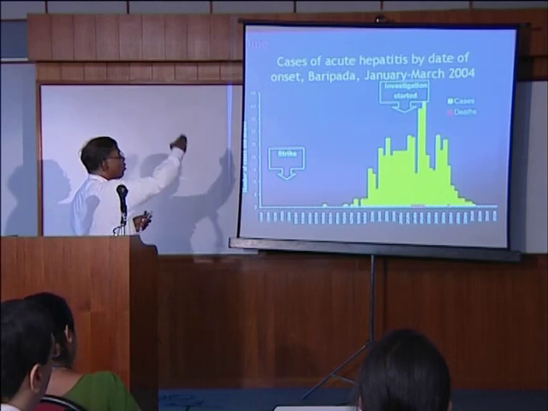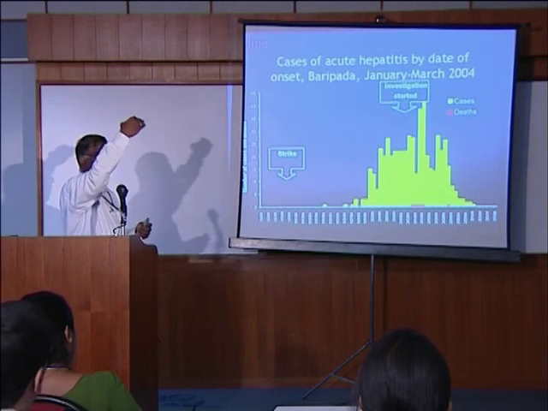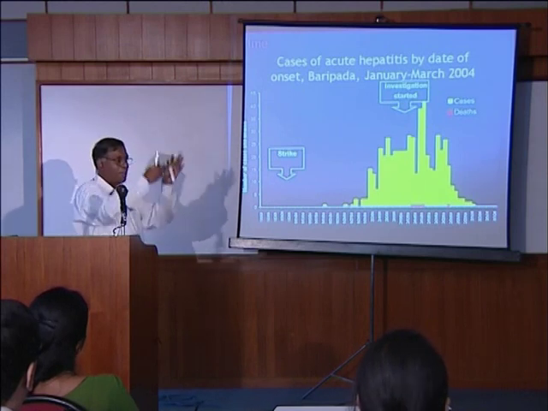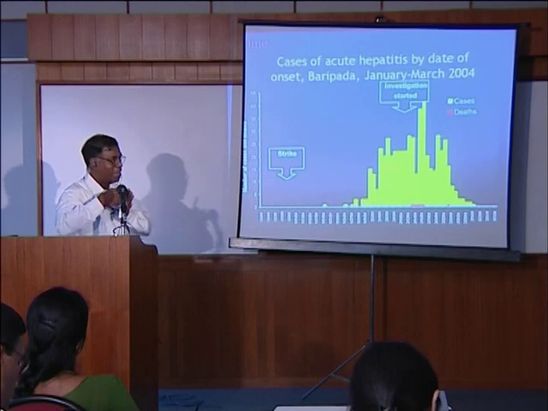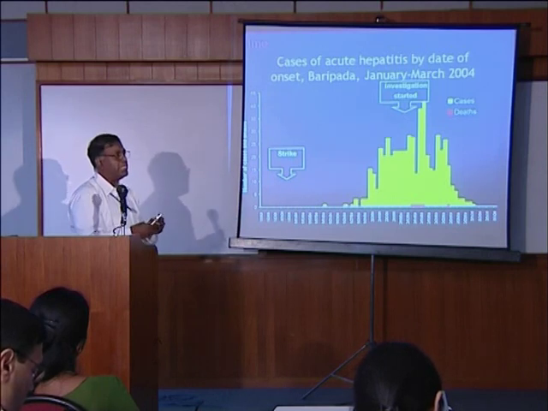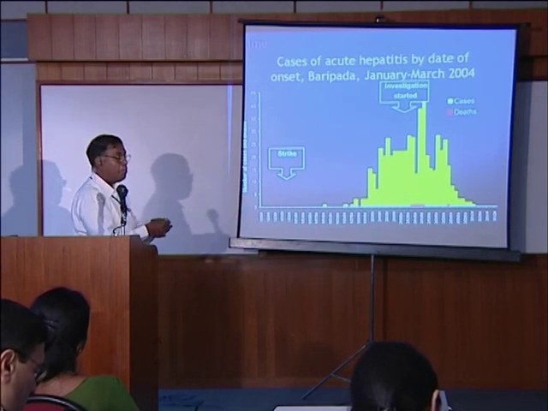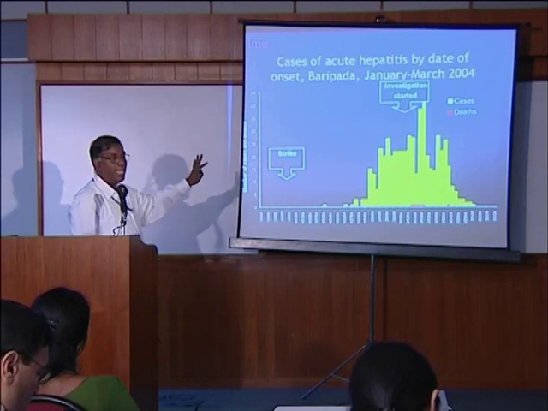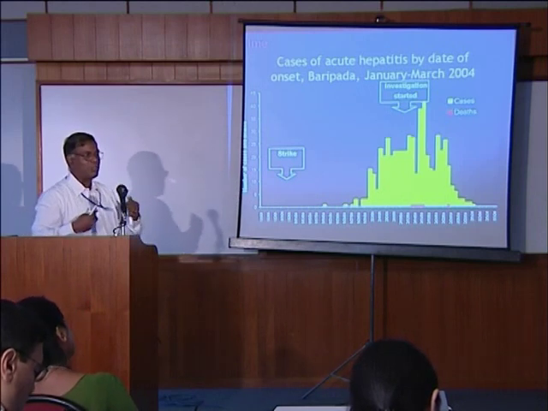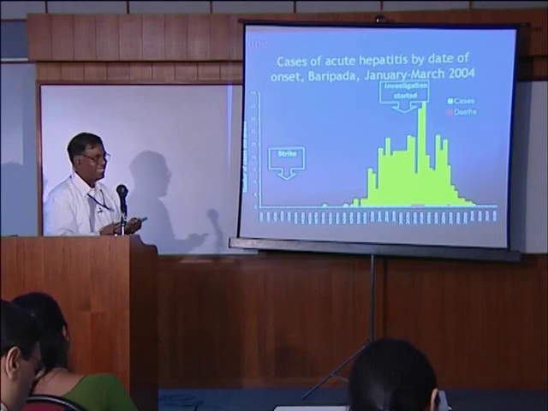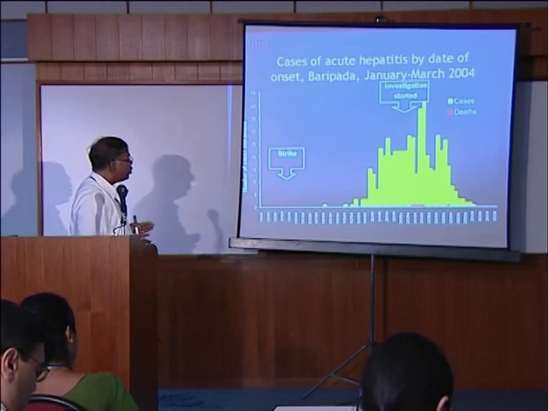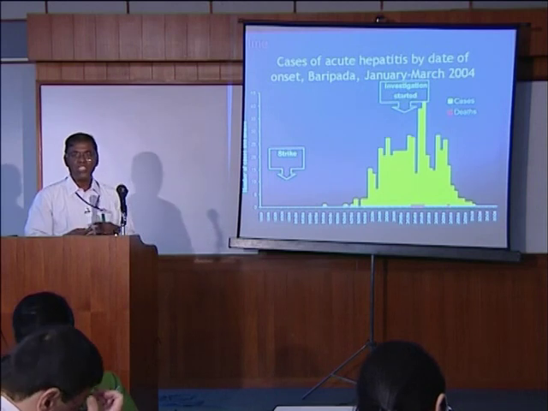Some curves may go up, come down, and then go up again. That is, there may be a primary epidemic, and then there may be a secondary epidemic. Secondary cases will be coming. So propagated, multiple sources, all those things, you can generate certain hypotheses based on this graph. This is called an epi curve, an epidemic curve. And drawing an epidemic curve is more or less the first step an epidemiologist does, to describe the epidemiology with respect to time.